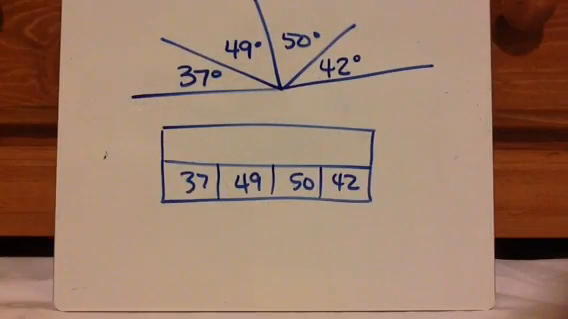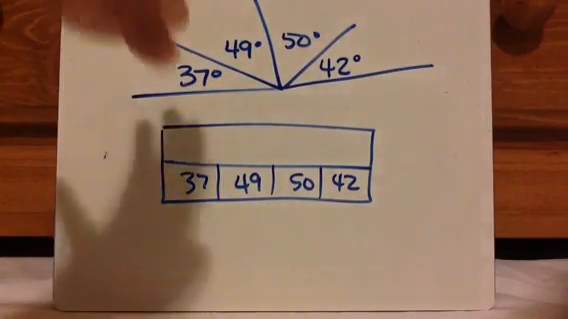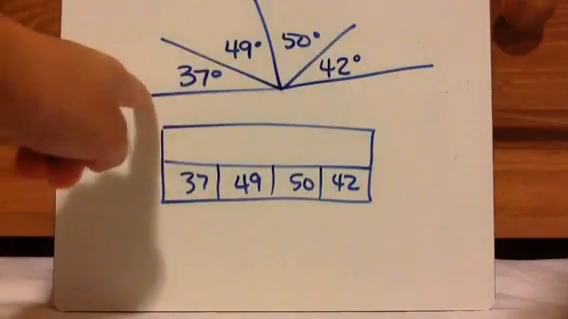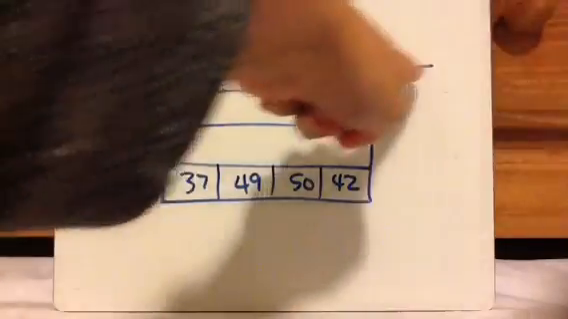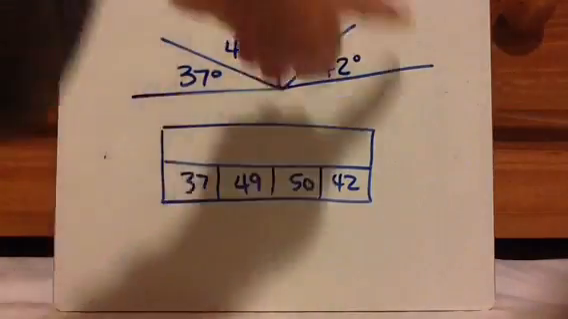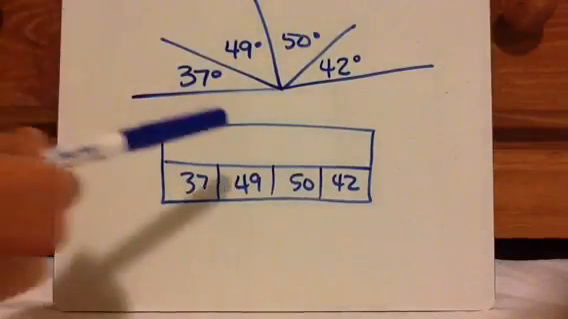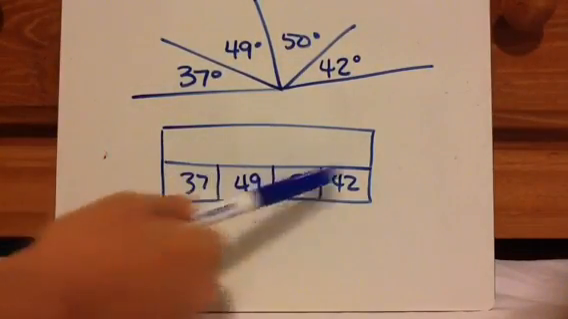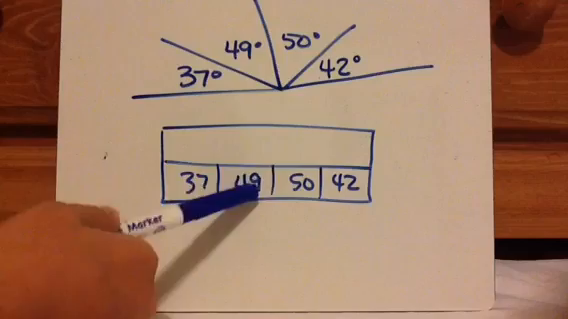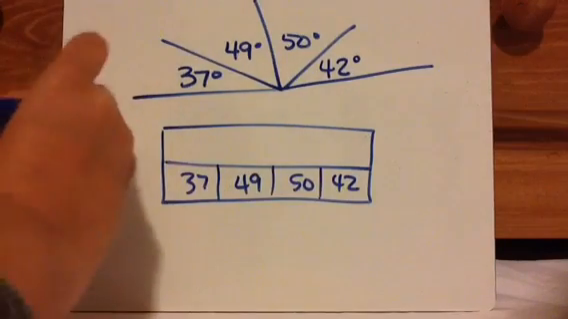So you might also get a problem where they give you all the pieces and they want to know what is the angle measurement of this one right here, the whole piece. So in this situation, I want to know the total. I have the pieces. So I would do 37 plus 49 plus 50 plus 42.